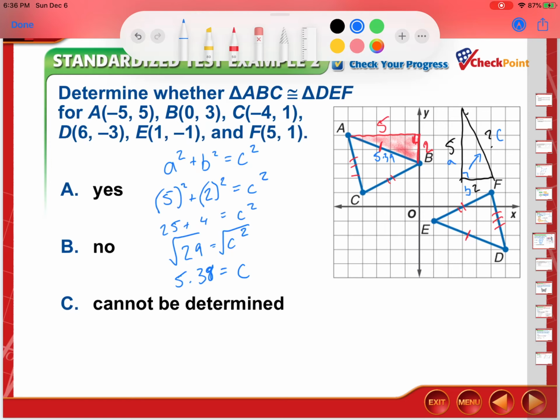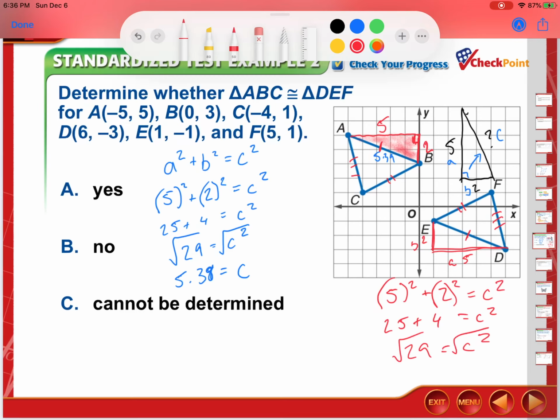For this right here, 5.39. Now, we need to see if that side is the same on ED as well. So I'm going to draw in my triangle again down here. So we have 2 down, 5 to the right. So 2, 5. Now if we do the Pythagorean theorem again, I'm going to call the 5 a and the 2 b. So we say a squared, so 5 squared plus 2 squared is going to equal c squared.